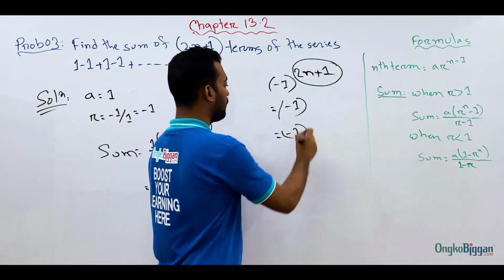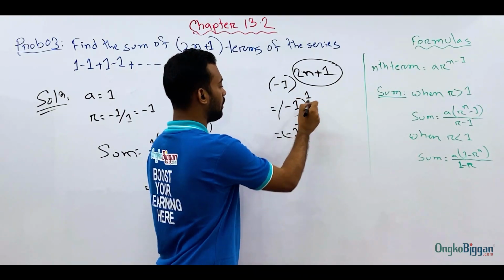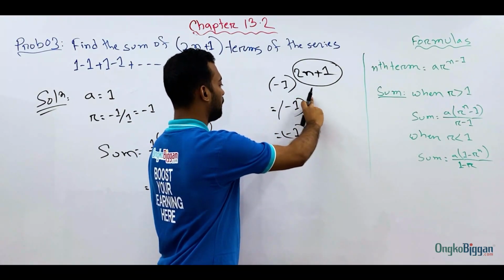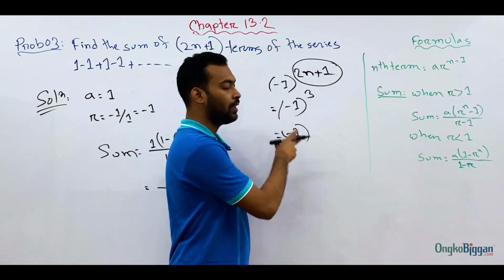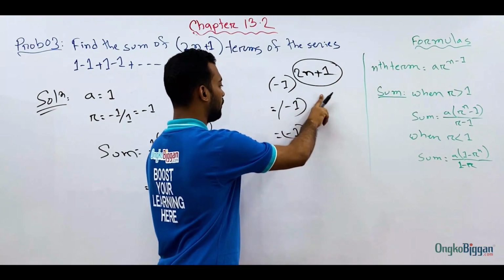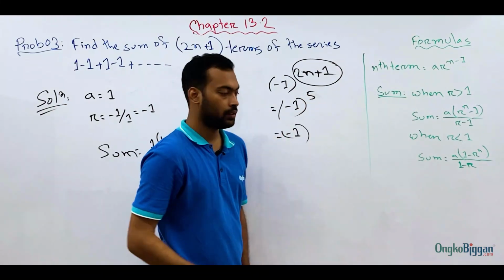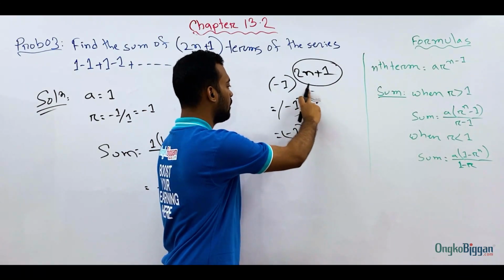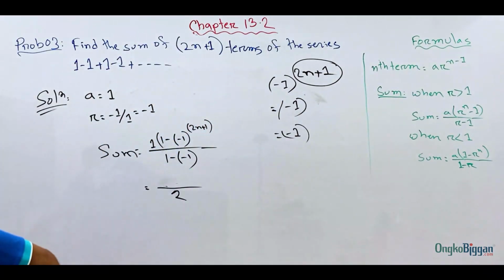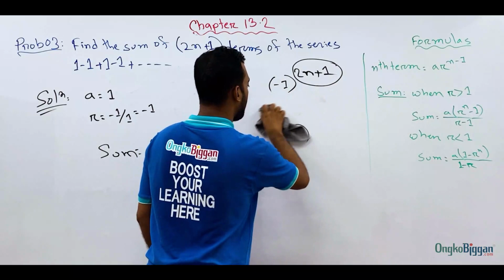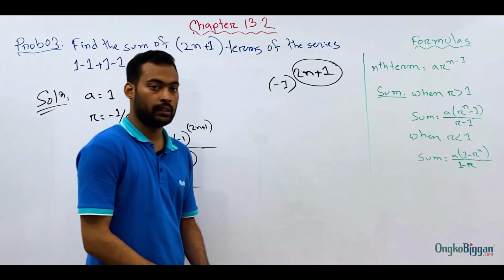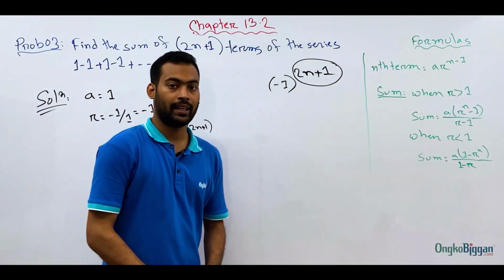Why? Let's consider 1 is an odd number. Minus 1 to the power 1 will give us minus 1. Next, 3 is an odd number, so minus 1 to the power 3 will give us minus 1. Then for 5, it will also give us minus 1. For 7, it will also give us minus 1. So that's how we can say that if the power of minus 1, or any negative integer, is an odd number, then it will always give us a negative number.